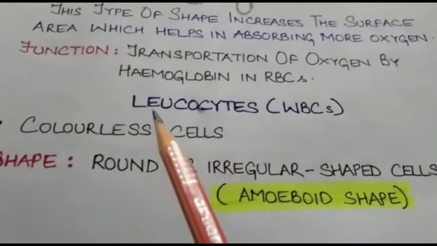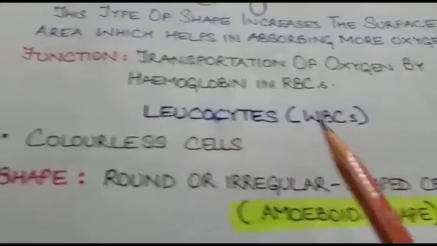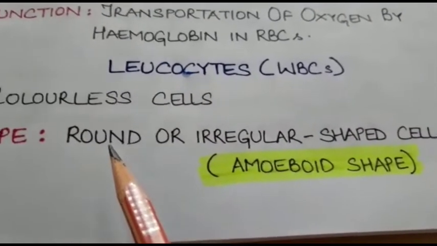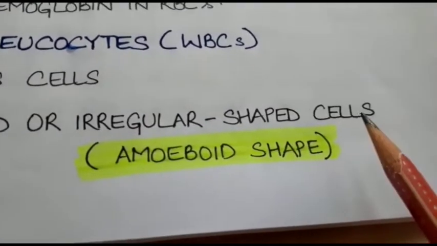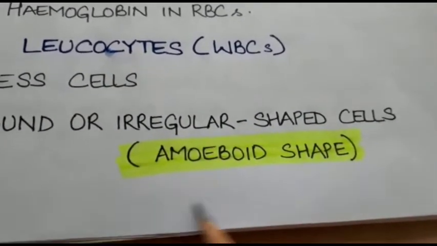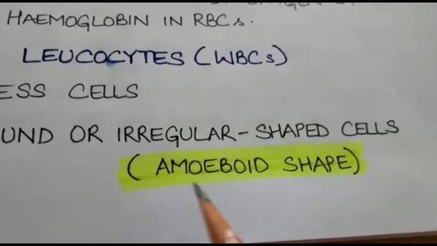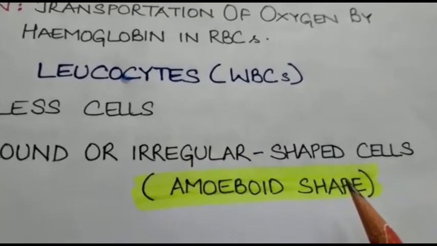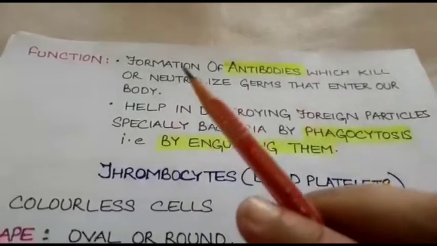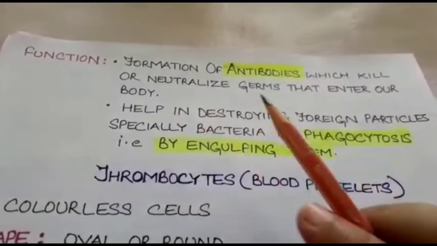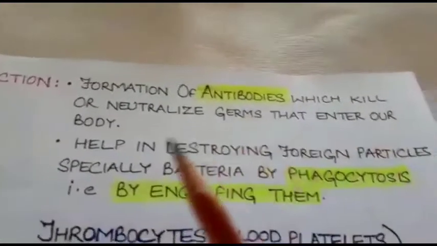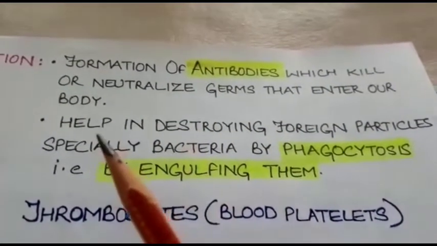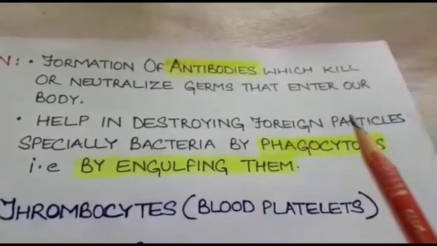The second type of cells are leukocytes, that is WBC. These are colorless cells. Shape, either they are round in shape or they are irregularly shaped cells. And a very important feature of WBCs is that they have an amoeboid shape, a shape that can be changed. The function of WBC, students, is number 1, formation of antibodies which kill or neutralize germs that enter our body, and number 2, helps in destroying foreign particles.